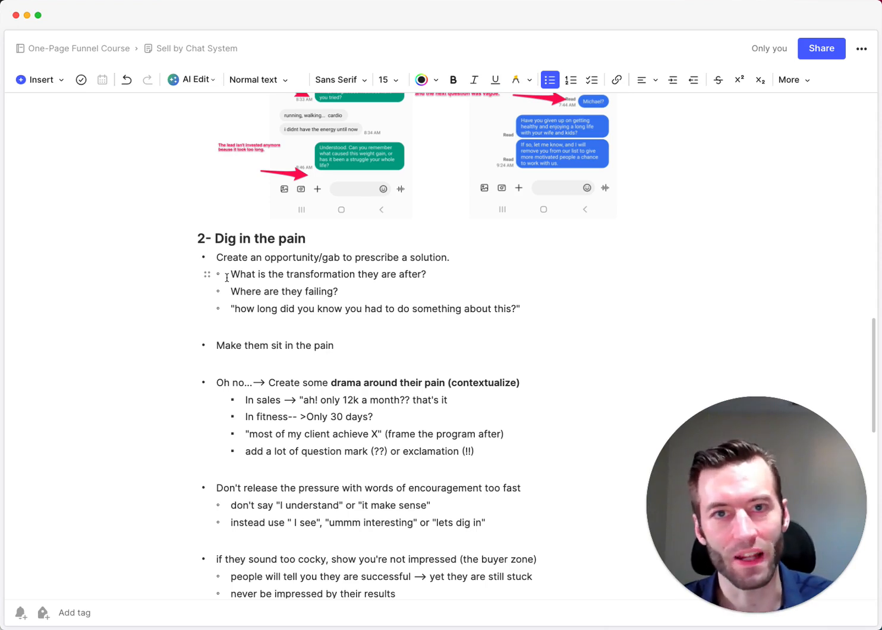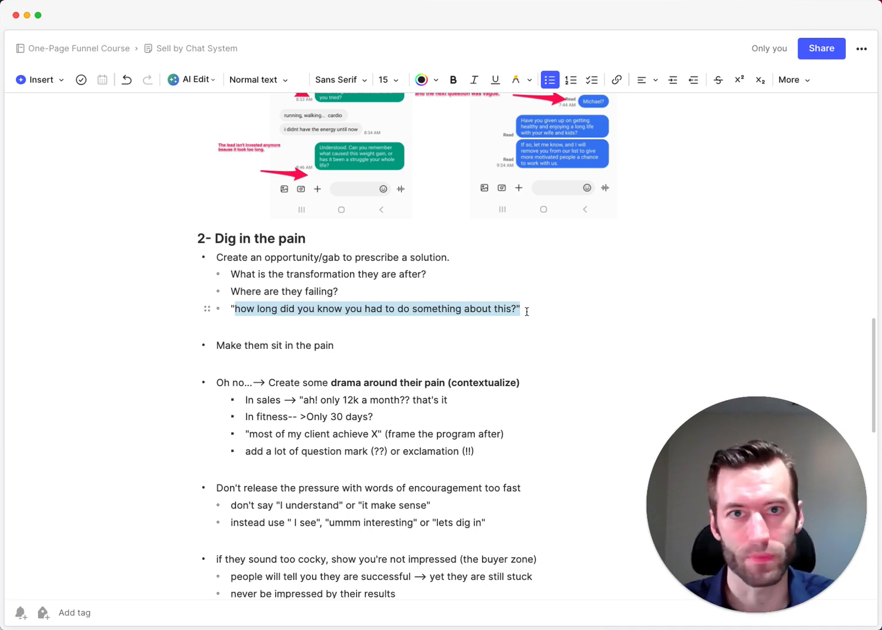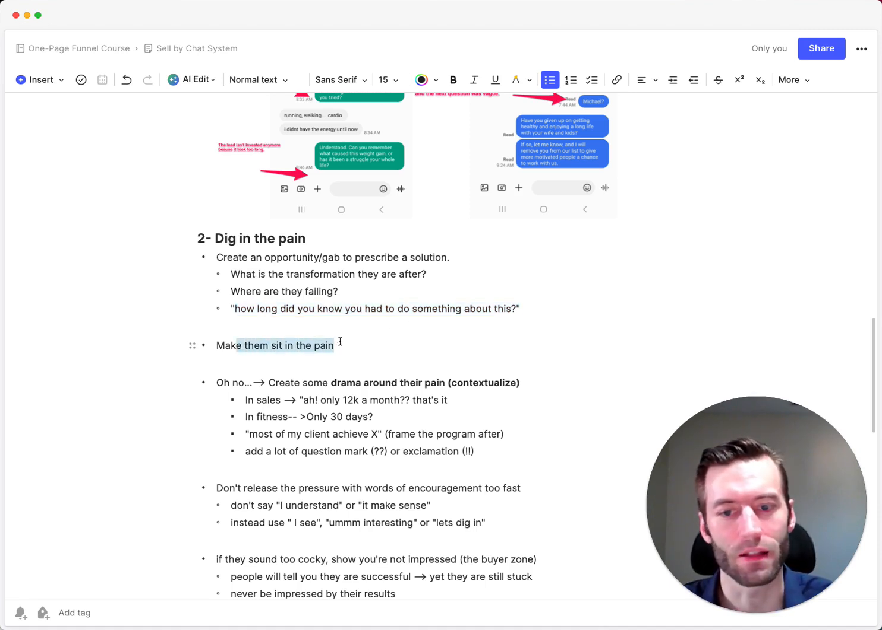Where they are feeling exactly? And you can position your question like, how long did you know you had to do something about this, right? So the time frame they've been in this situation. And when you get that information, you need to make them sit in the pain. They need to understand how severe their situation is so you can make them understand they need to change. They will need your offer. So that's the first step that most people miss.